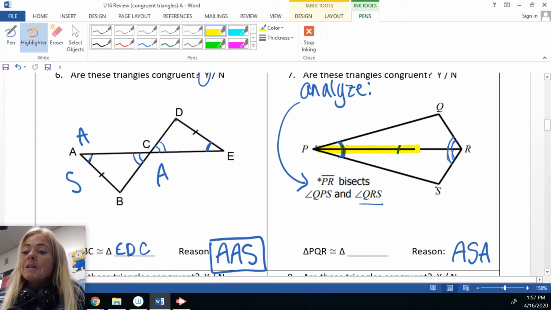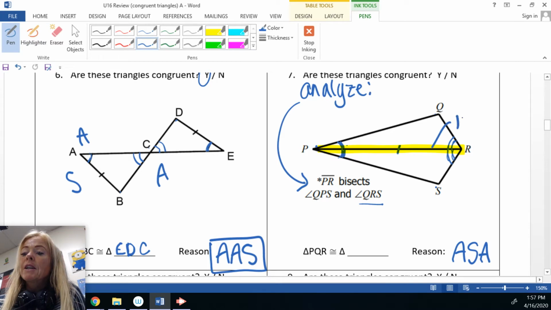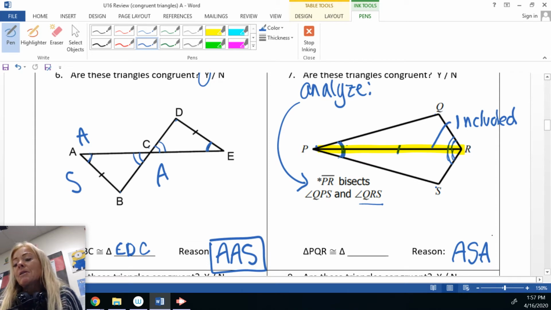So that side right there is what we call an included side. Just bringing that up, not that it really matters here, but it is an included side. Well, it does matter because then it's angle side angle and not angle angle side. Spitting that side out to the side, it's right in between the two angles.